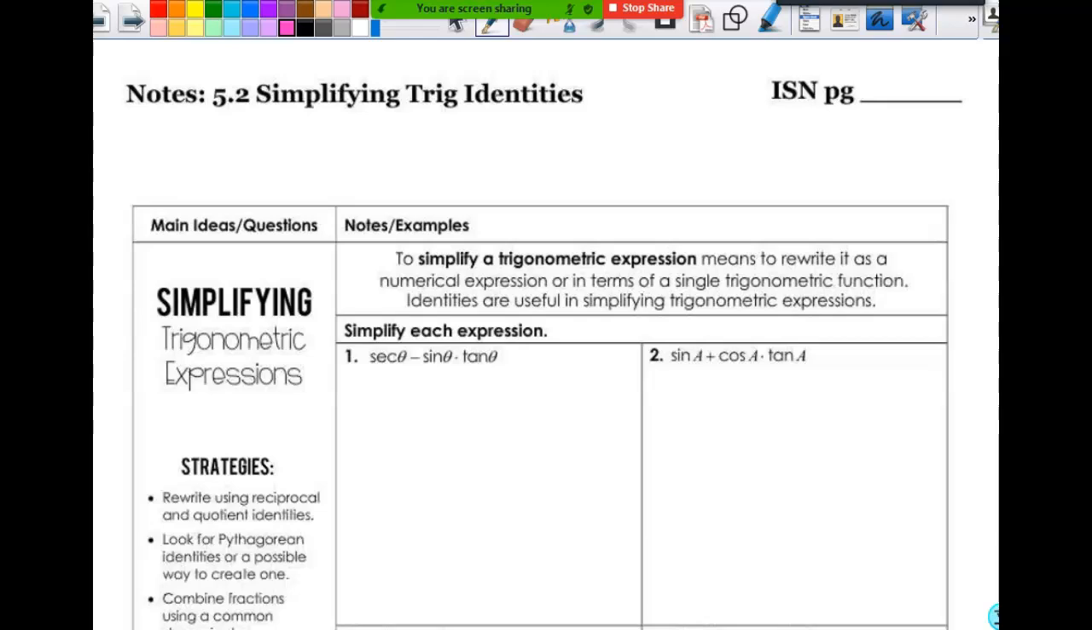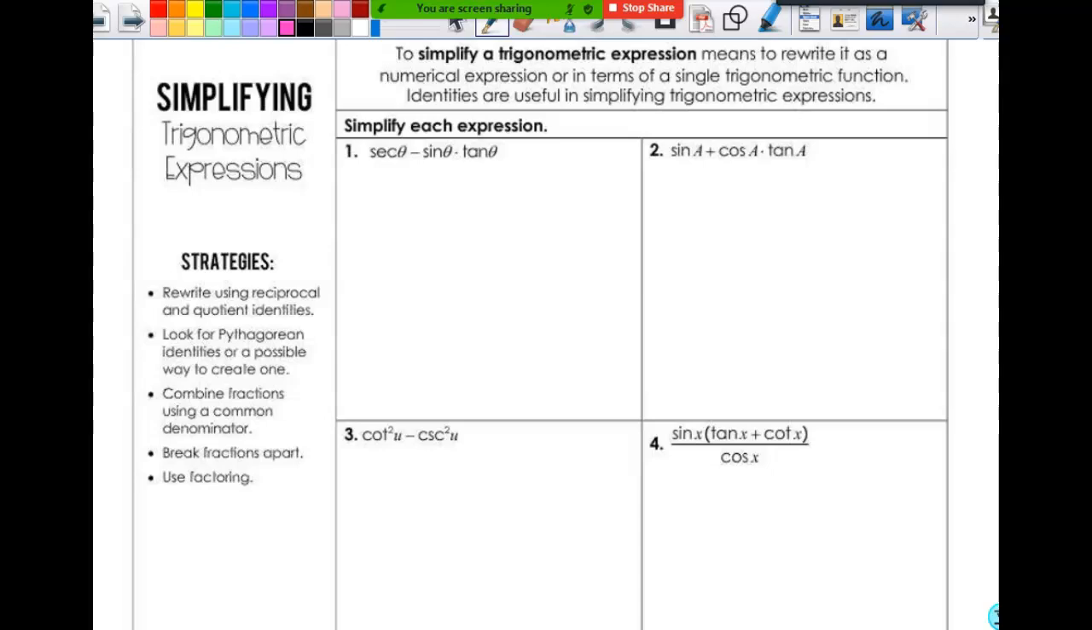Alrighty, so the last thing we talked about was just kind of an introduction into the trig identities. And today we're going to simplify them, just still using the ones we know. We'll get to some of the other ones as we go through. So when we want to simplify a trigonometric expression, it means we're going to rewrite it as a numerical expression or in terms of a single trigonometric function.